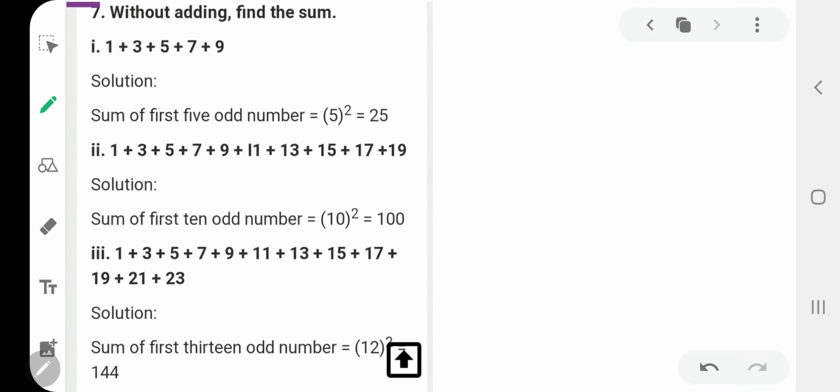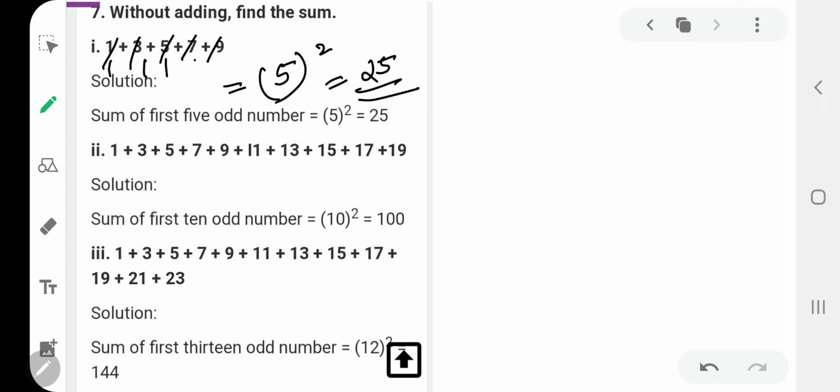Next, without adding, find the sum. Now if you notice here, I have given you all odd numbers, and how does the addition of odd numbers work? You do not have to add manually. What you can do is check: 1 2 3 4 5. So how many numbers are there? 5. So make a square of it. That will be 25. So once you add 1 3 5 7 9, you will get 25 only.